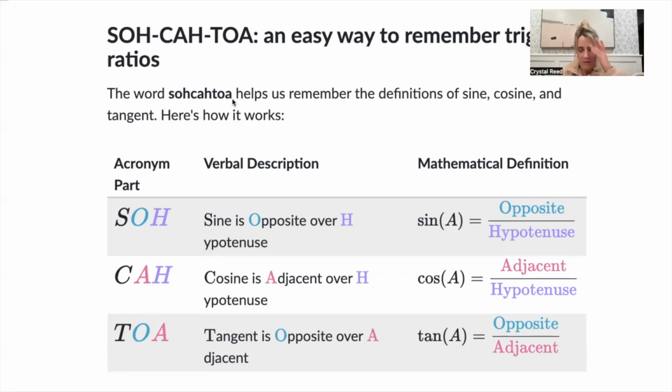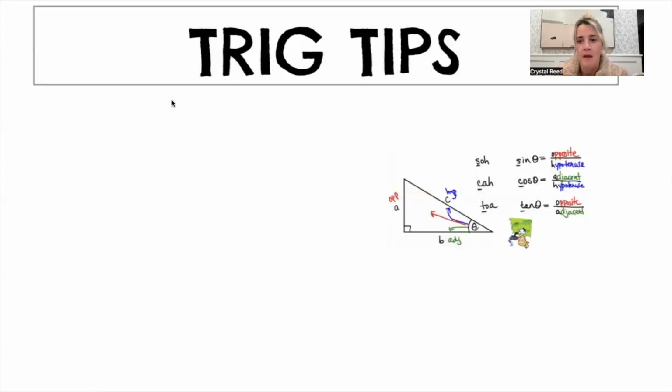SOHCAHTOA. We will use that when we're doing these to determine, are we going to use sine, cosine, or tangent? You'll hear me say it quite often. Continuing on with our trig tips, just a little visual here too. There's our viewpoint, there's our opposite, there's our hypotenuse, there's our adjacent according to this angle here. So sine is opposite over hypotenuse. Cosine, adjacent over hypotenuse. Tangent, opposite over adjacent.